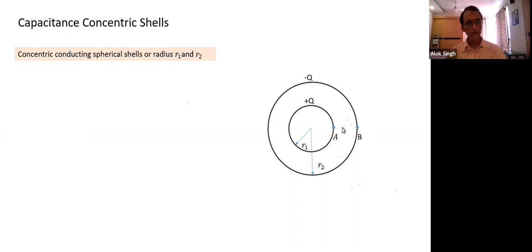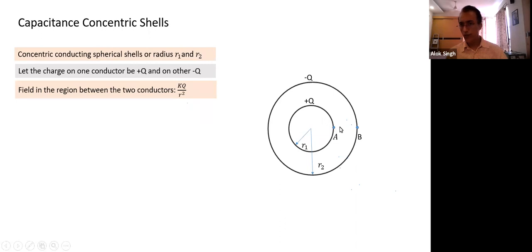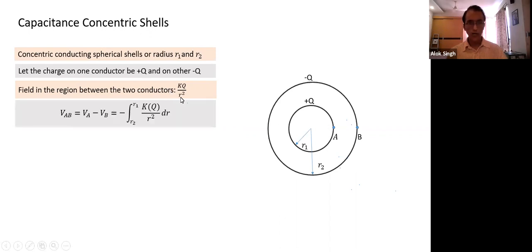There are a number of ways you can find potential difference. Either I can integrate, or I know the formula also. I can calculate the potential at B. I can also calculate the potential at A. And you can calculate VA minus VB. Suppose I use the field, I can do that. The charge is already given. We know to find the potential difference between two points, I need to find the field. What is the field in this region? The field in this region will be only due to charge plus Q. The field in the region between the two conductors is KQ by R square. What is the potential difference between A and B?